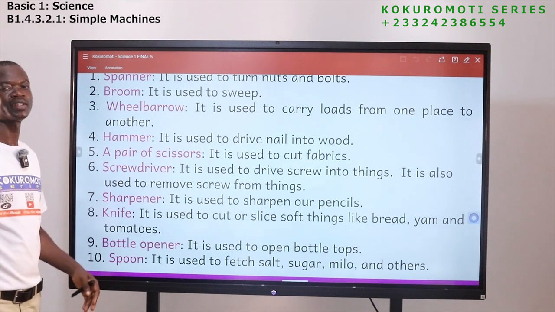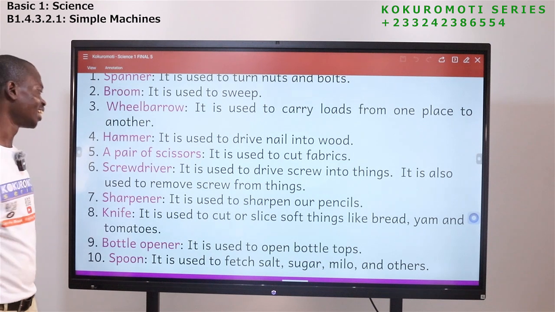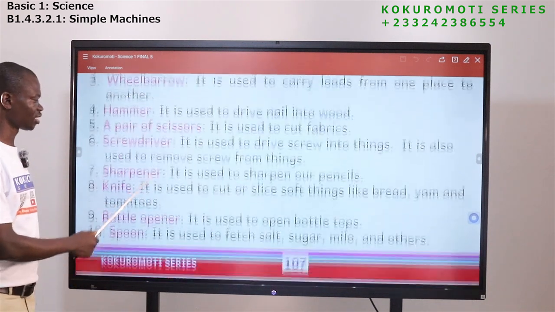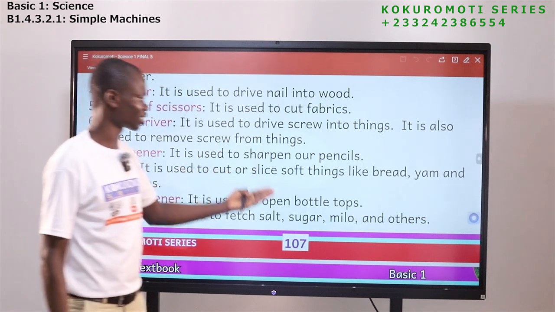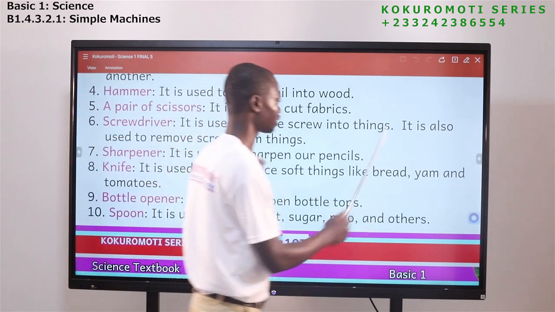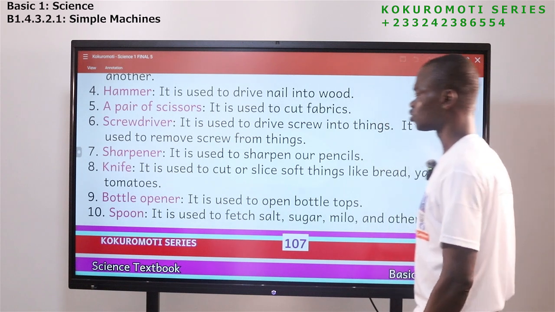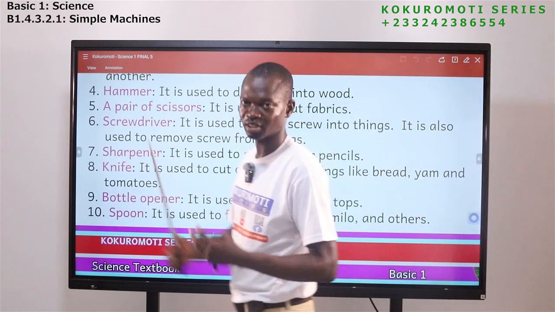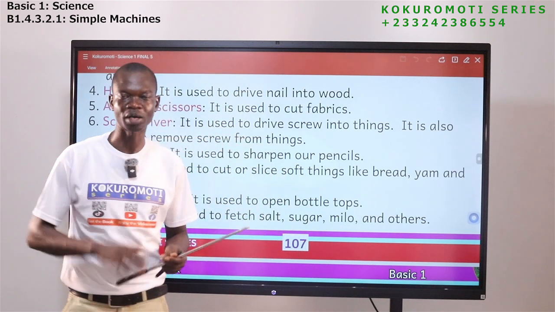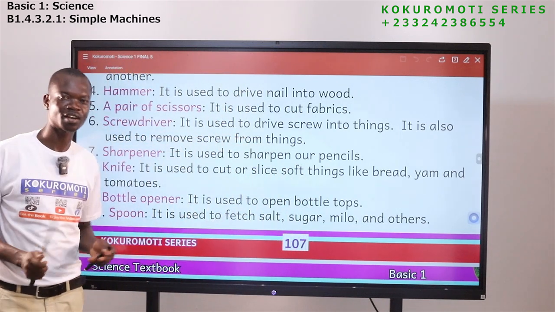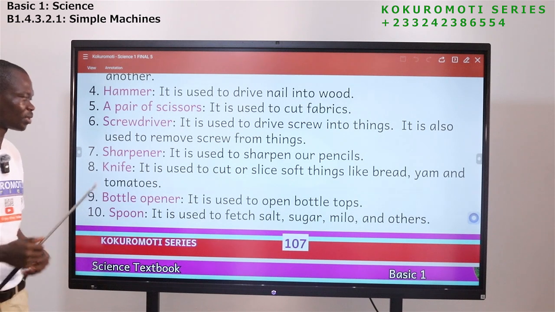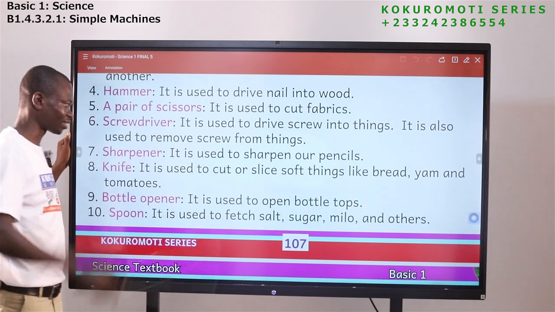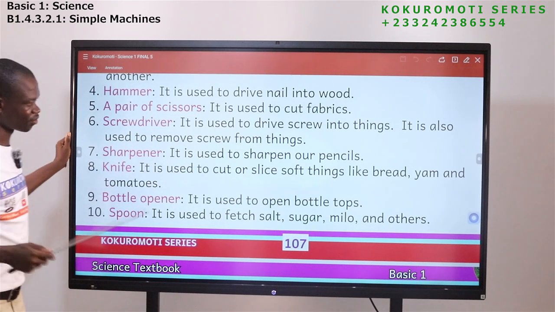Now sharpener. Tell me what you use sharpener for. It is used to sharpen our pencils. Knife. Knife is also used to cut or slice soft things like bread, yam, and what? Tomatoes. So we use knife a lot in the house. We use knife to prepare food, especially when we are peeling our cassava, plantain, cocoyam, and yam. So knife is used to cut and slice soft things.